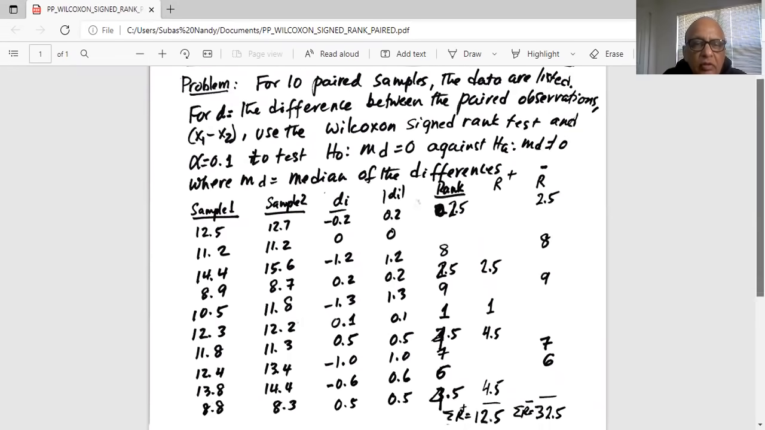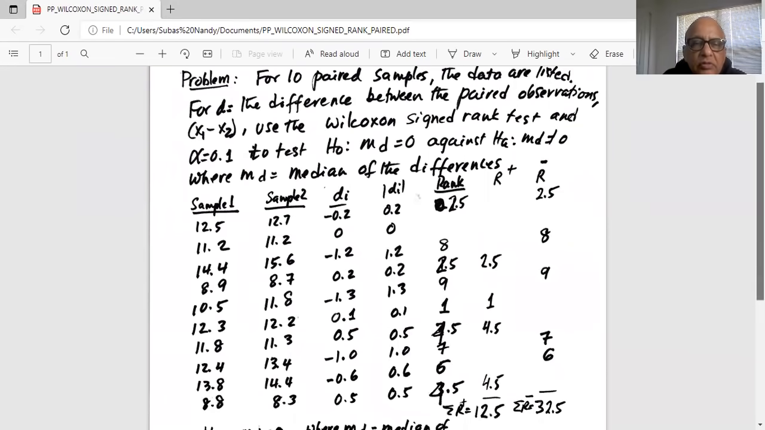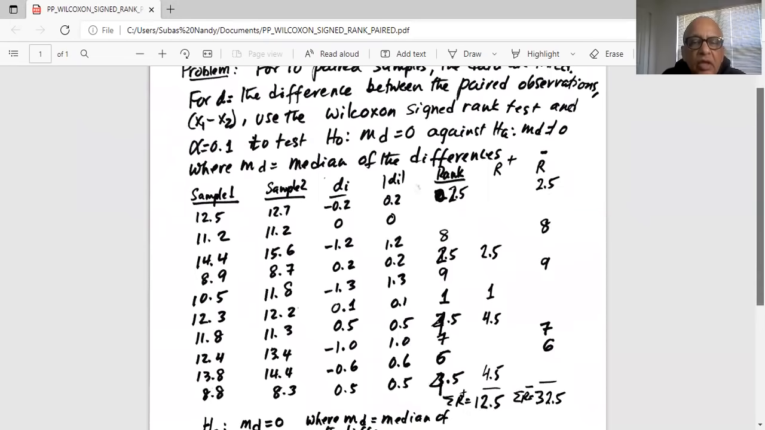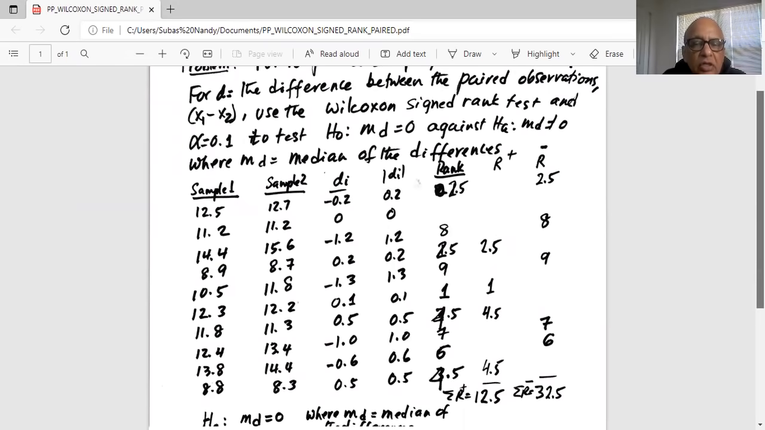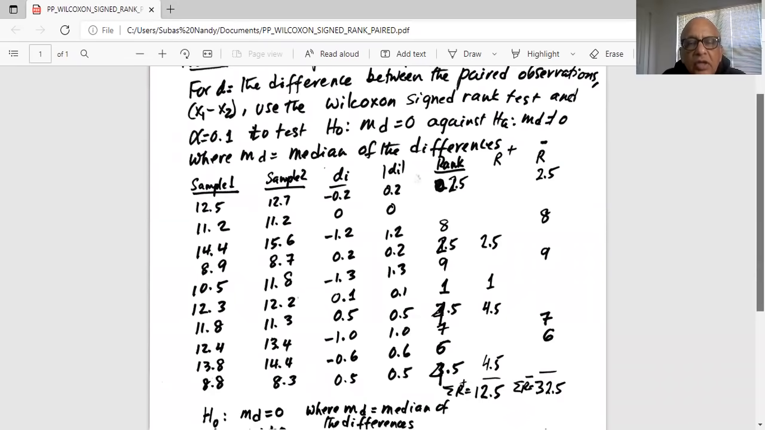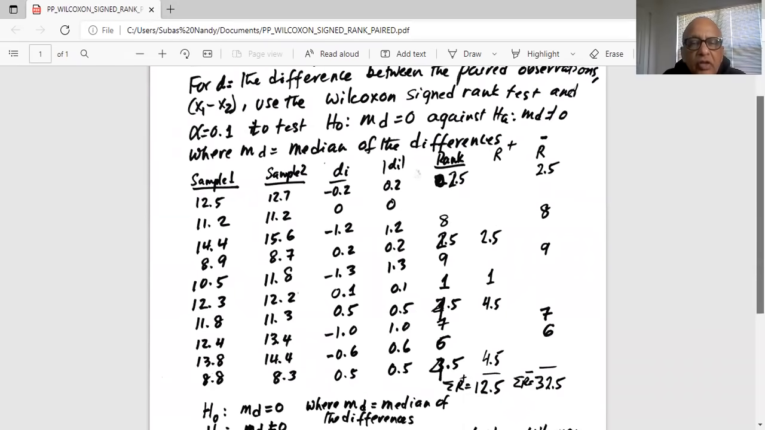So first of all, we write sample one and sample two in two separate columns. Then we take the difference of each observation. For example, 12.5 minus 12.7 is minus 0.2. Next one is 11.2 minus 11.2 is zero. And we continue in this way. Then we take the absolute value of the differences. That is, we remove the negative sign. And that is in the fourth column.